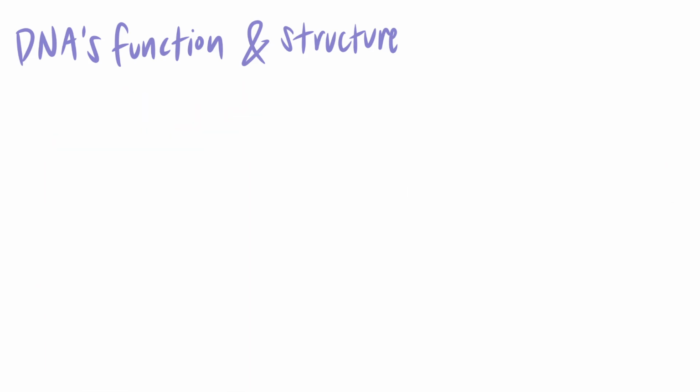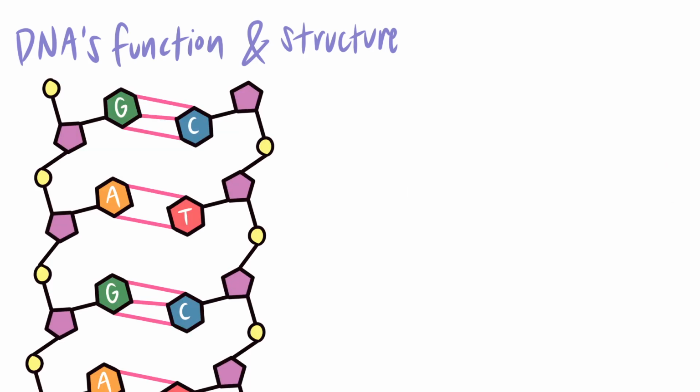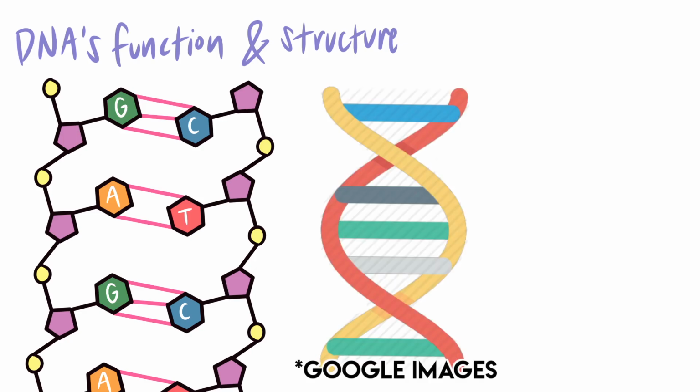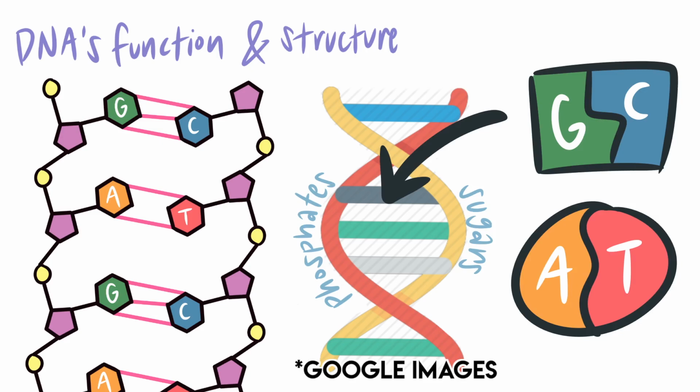Okay, so back to the structure. Nucleotides are attached to form 2 strands that spiral and form a double helix. The phosphates and the sugars are on the sides, while the bases on the strand connect with its corresponding bases on the other strand, again with G and C and A with T.